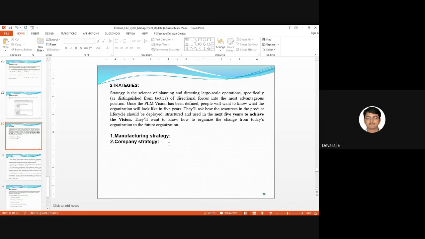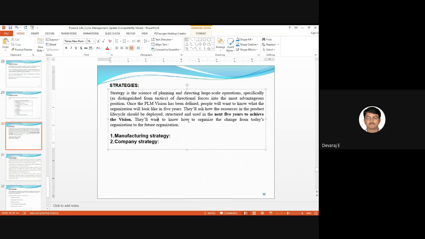People will want to know what the organization will look like in 5 years. For the next 5 years, what will be the vision? How can we reach our vision? This comes under the PLM vision. They will ask how the resources in the product life cycle should be deployed, structured, and used in the next 5 years to achieve the vision. To reach the vision for the next 5 years, what type of strategy will the company make?